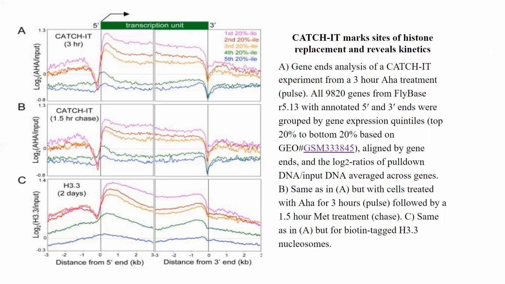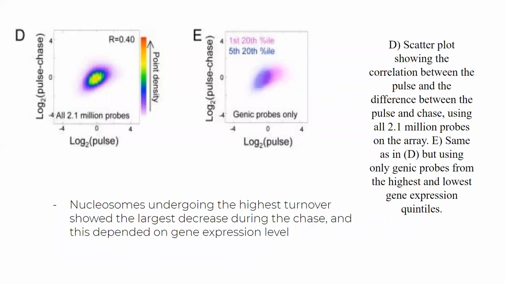Then they did scatter plots comparing the correlation between this azidohomoalanine pulse, so just the normal azidohomoalanine treatment, compared to the methionine chase. That's when they put it back in methionine. And they compared it with all 2.1 million probes versus just the genic probes from the highest level and then the lowest level of gene expression. So the top line and then the bottom line from the previous slide.